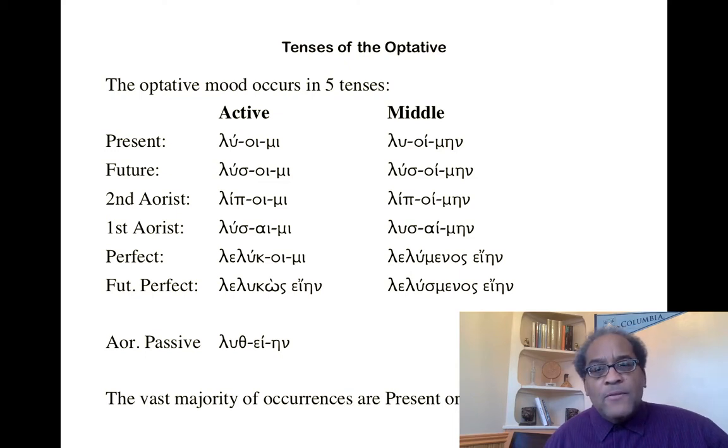So, the optatives are not hard to spot at all if you're familiar with your other forms, because you see this intrusion of the iota, and it sticks out quite well, and it's not difficult to spot.